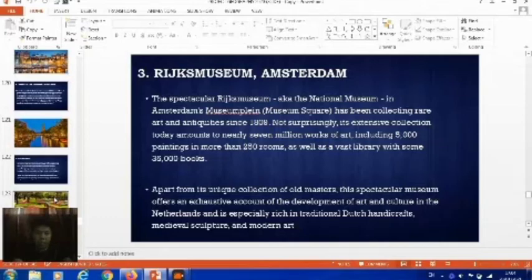Ada 35,000 jenis buku itu. Apart from its unique collection of masters, the museum offers an exhaustive account of the development of art and culture in the Netherlands and is especially rich in traditional Dutch heritage, medieval culture and modern art. Kat situ terdapat koleksi seni 5,000 lebih lukisan dan lebih daripada 250 bilik lah kat situ. Dan kat sana ada 35,000 jenis buku kat sana.